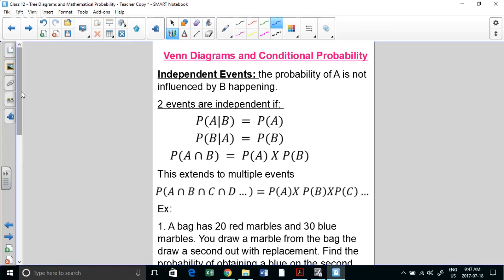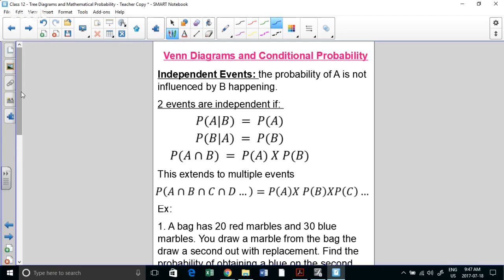So we're just going to take a look at what it means for events to be independent. When we're looking at conditional probability, we are assuming that there is some intersection between events, because we can't do this if there's no intersection between the events.